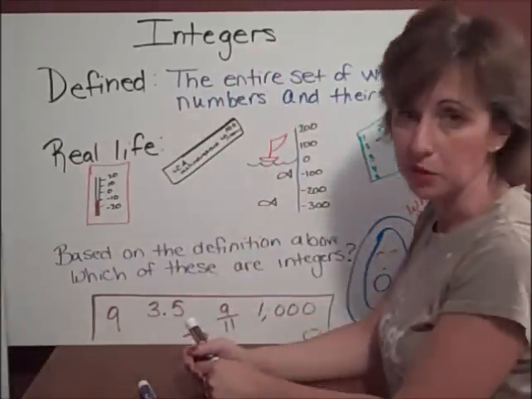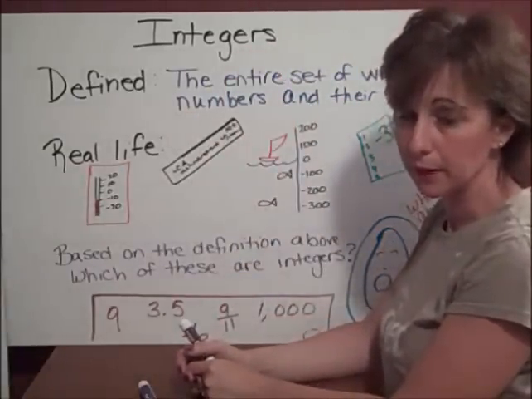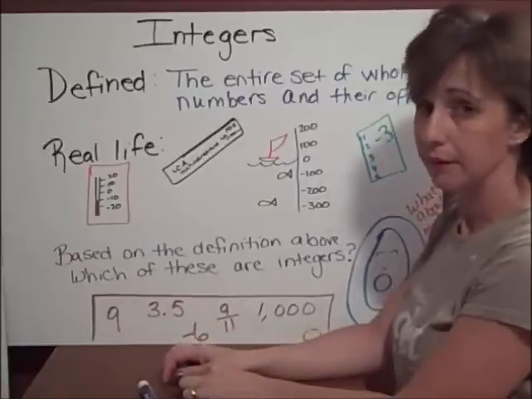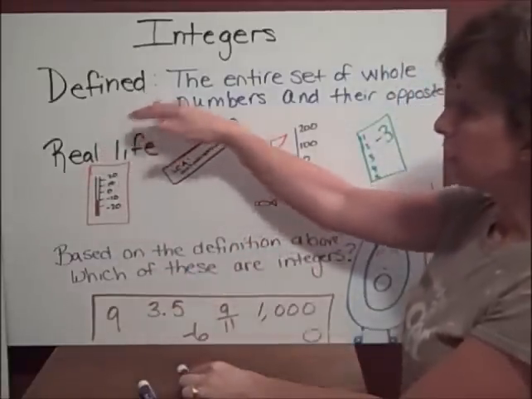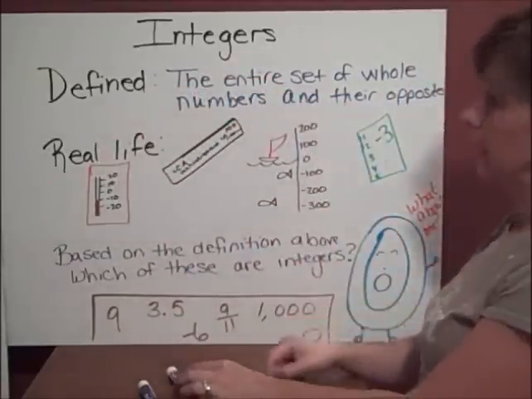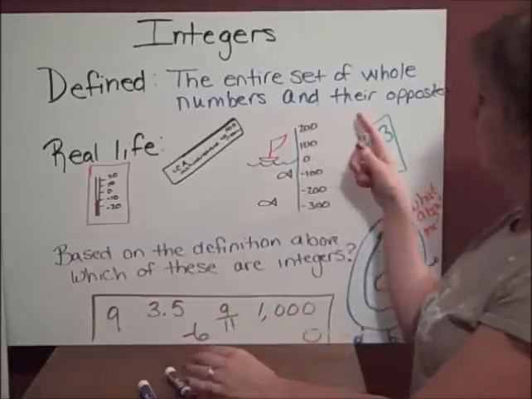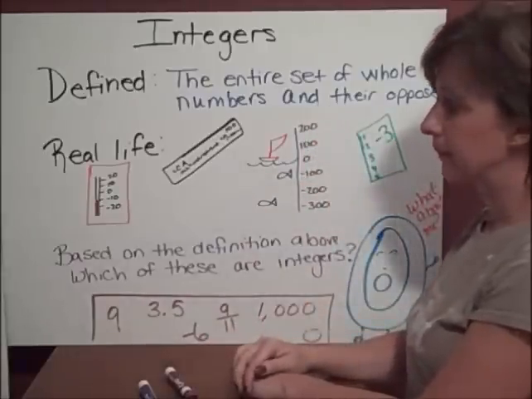Integers are the numbers we've just talked about. Both the positive numbers and the negative numbers, they're opposites. The definition of an integer is the entire set of whole numbers and their opposites.